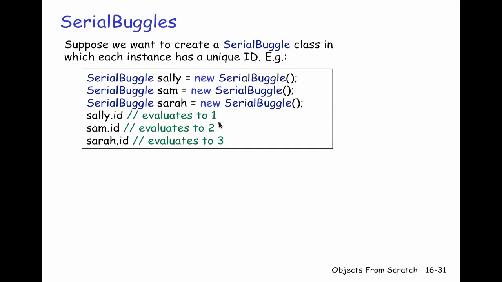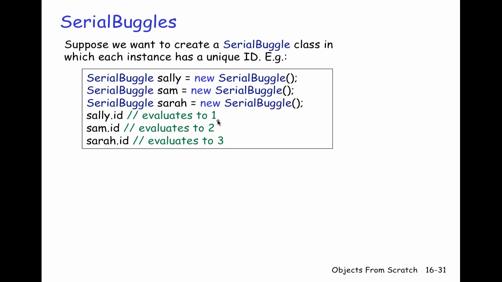Now let's consider an example that's going to require the use of class variables. Suppose we want to make an extension or a subclass of Buggles called a serial Buggle. And the only difference between a serial Buggle and a regular Buggle is that a serial Buggle has a unique ID, and that ID for the first Buggle is 1, for the second Buggle is 2, and so on. So they are allocated in sequence, which is why we use the name serial Buggle.